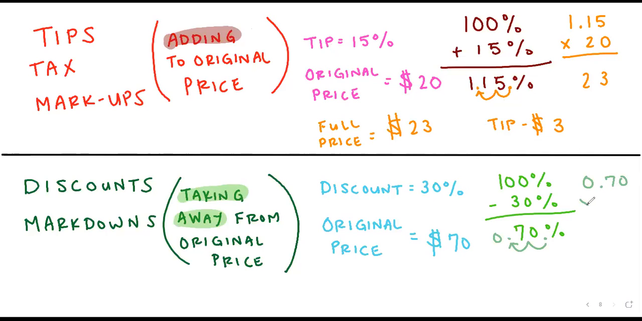Still recording, guys. So you're going to be multiplying 0.70 by the original price, which was $70. And when I put it in a calculator, 0.70 times 70 will give me 49.